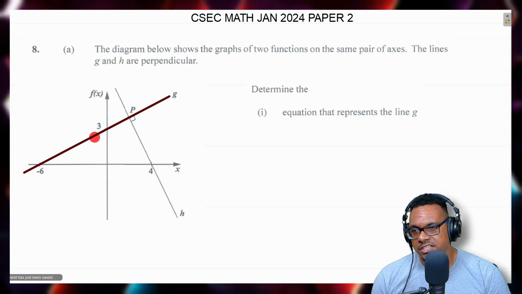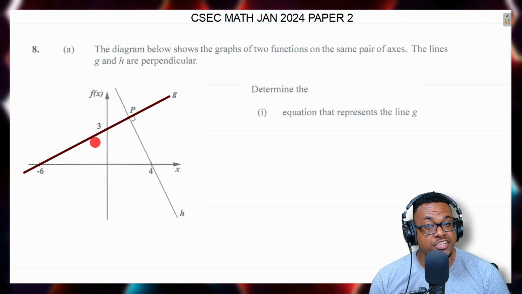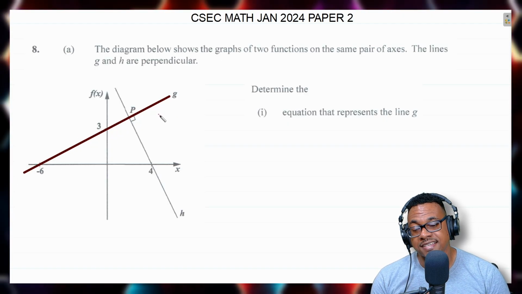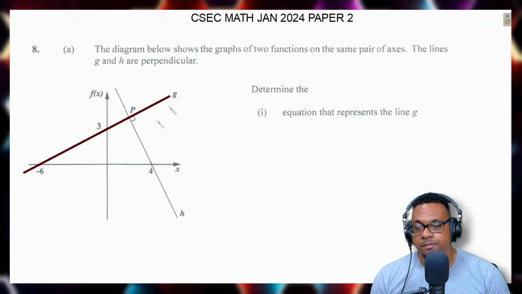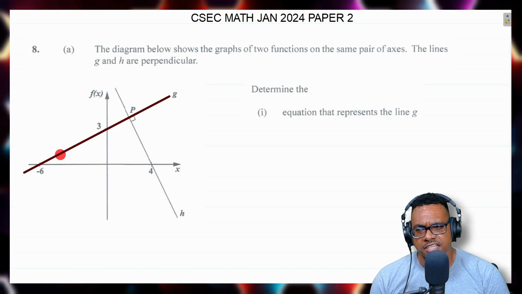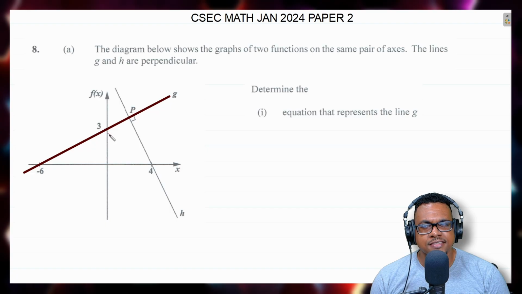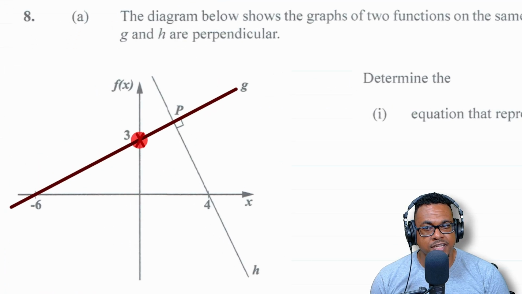So this is the line G, and we want the equation of the straight line, which is in the form y is equal to mx plus c. So in order to find the equation of the straight line G, we would need the gradient and the y-intercept. Now, I can see that we have the y-intercept as 3. That's where the line touches the y-axis. So all I would need to do is work out the gradient of the line G, because I already have the y-intercept. So I can write down that c is equal to 3.